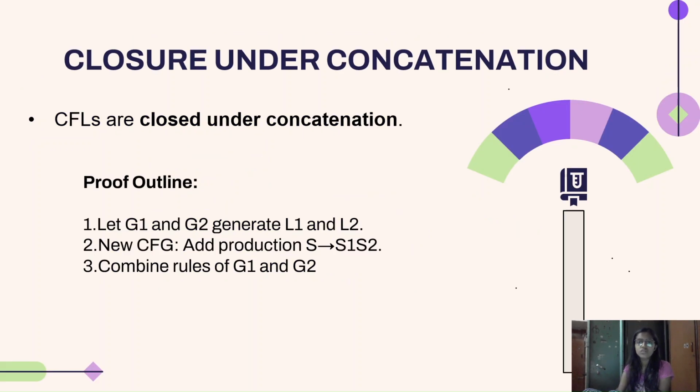We also have closure under concatenation. So CFLs are closed under concatenation. When trying to prove this, we need to let G1 and G2, that is grammar 1 and grammar 2, generate two different languages respectively, that is language 1 and language 2. However, the new CFG will be given with a production S gives S1 S2, wherein we will be combining the rules of G1 and G2. Hence we write it as just S1 and S2 together.